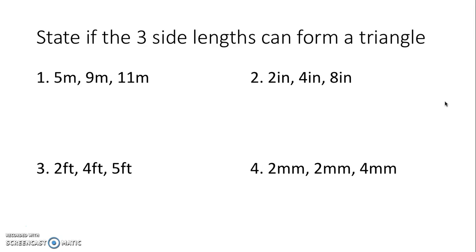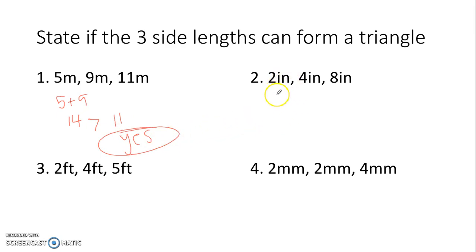Alright, so let's take a look and let's practice some of these. If you are given three side lengths, you have to say yes, it makes a triangle, or no, it does not. So let's see what that looks like. For the first one here, we have 5 meters, 9 meters, and 11 meters. So we are wondering, does this make a triangle? How we figure that out is we say, well, 5 plus 9 is 14, and you're asking yourself, is 14 greater than 11? And the answer is yes. So because it is yes, that is a triangle. It's as easy as that.